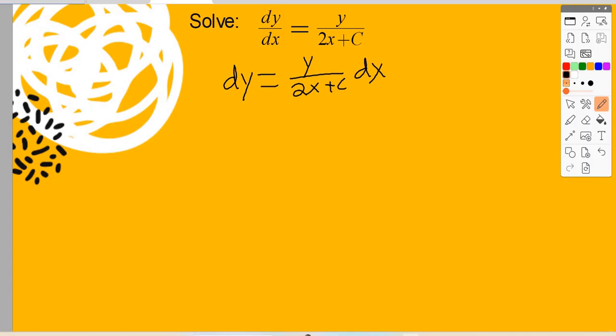But now, what's our issue on the right side? There's still a y. How do I get rid of the y? Divide, or the same thing as multiplying by 1 over y. I separated my variables. Yes? Okay, so now what do we do? Integrate.